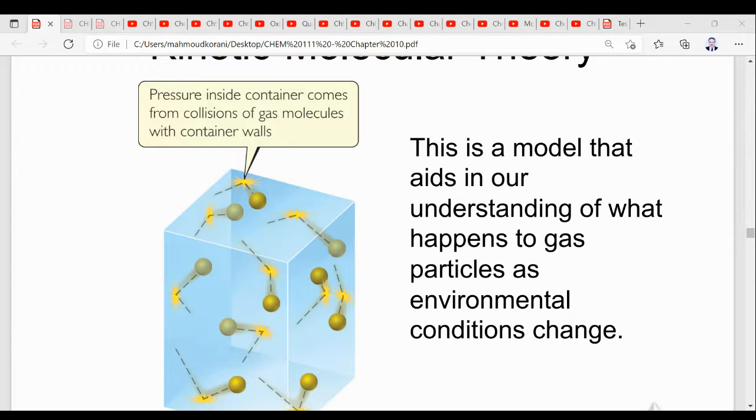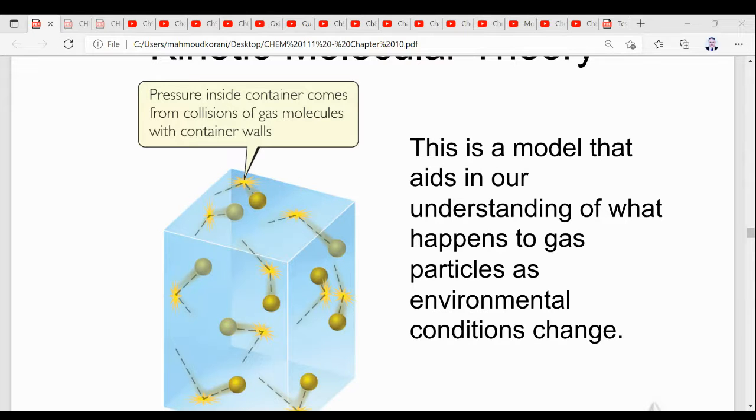And also, as I mentioned, pressure inside the container comes from the collision of the gas molecules with the container. Okay, that's great. The next assumption is that energy can be transferred between molecules during collision. Suppose you have two molecules colliding together. Suppose one loses energy, that amount of energy should be gained by the other one.